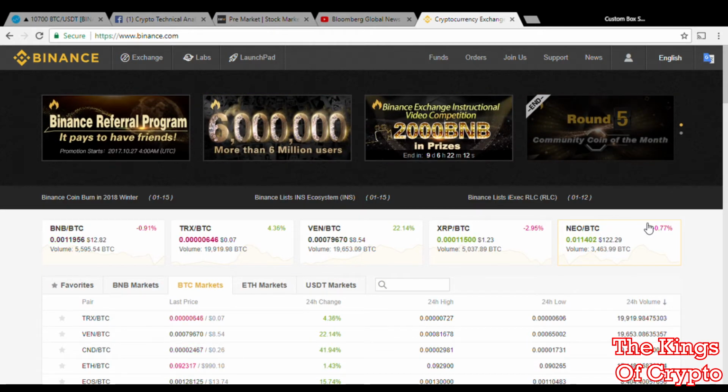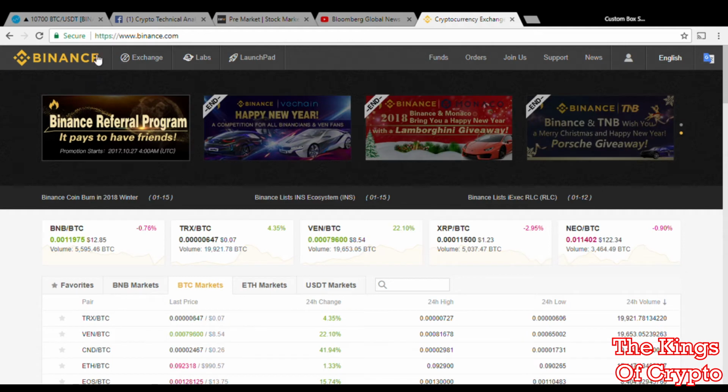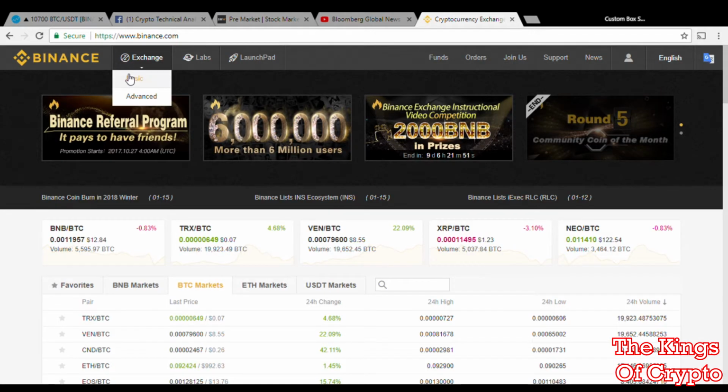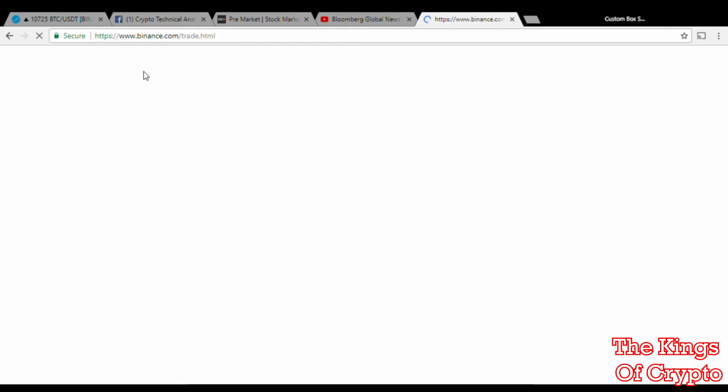Hey guys, I'm going to give you a quick lesson on how to set a stop loss on Binance. First off, head to www.binance.com. Now, their website is a little bit slow. Bitcoin is having an extremely red day today, which is why I will be setting a stop loss.